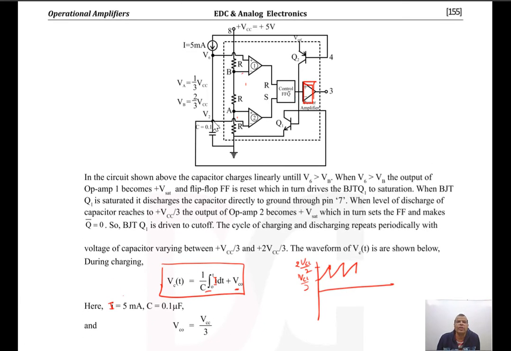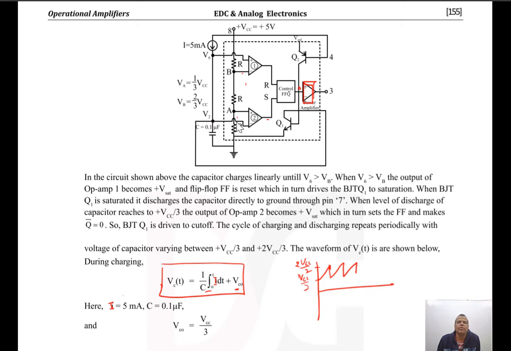When voltage at this point V2 becomes less than 1 by 3 VCC, this comparator output becomes high, the flip flop is set. So when the flip flop is set, the output of the flip-flop becomes 0, because the output is Q bar, so it becomes 0. When it is 0, this BJT will be isolated, and when it is isolated, nothing will be happening now, right.